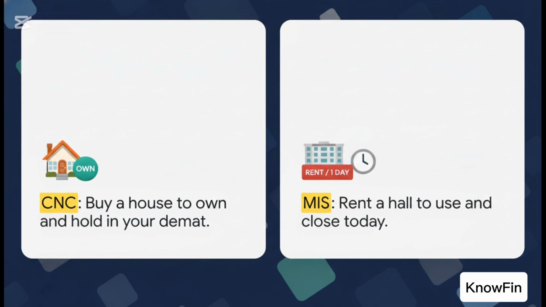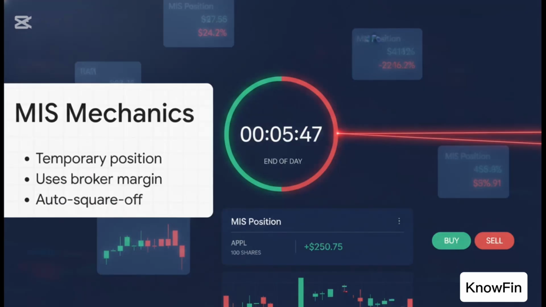Then there's MIS, or Margin Intraday Square Off. This is much more like renting an event hall for a single day. You're using it briefly, but you absolutely must pack up and leave by the end of the day. Since you are essentially only renting the stock with MIS, the platform treats it as a purely temporary position. It actually uses broker margin to let you trade with more capital than you currently have in your account.